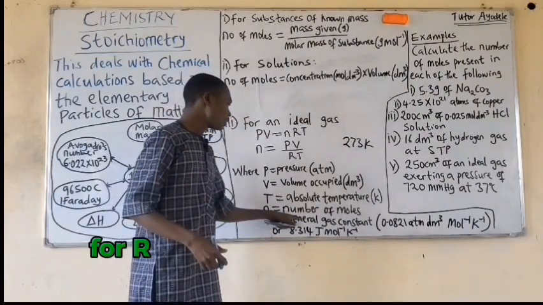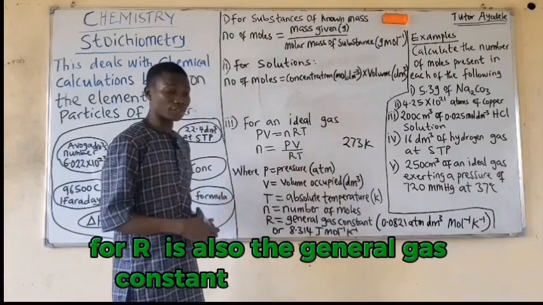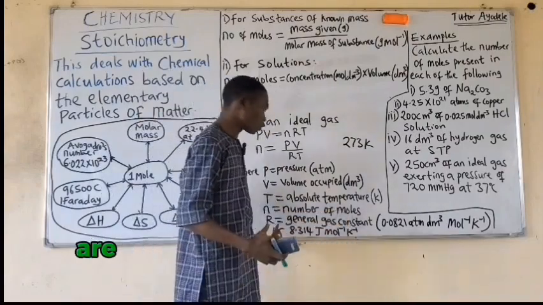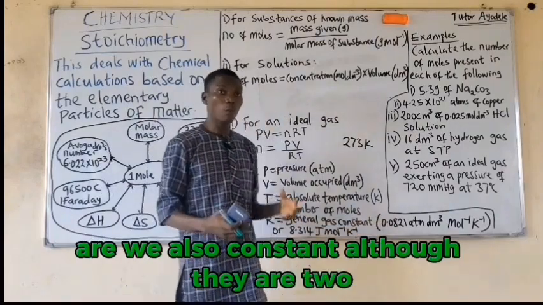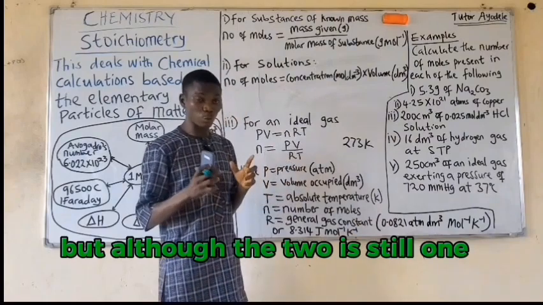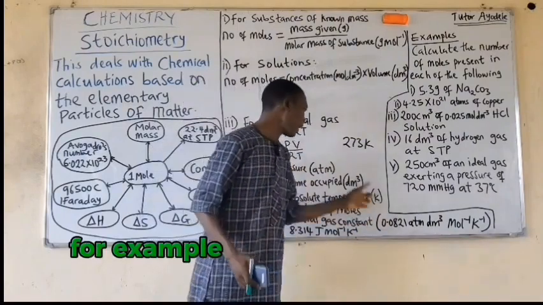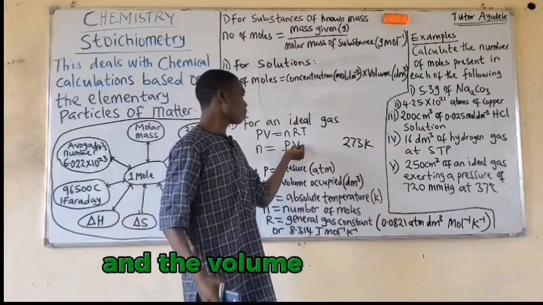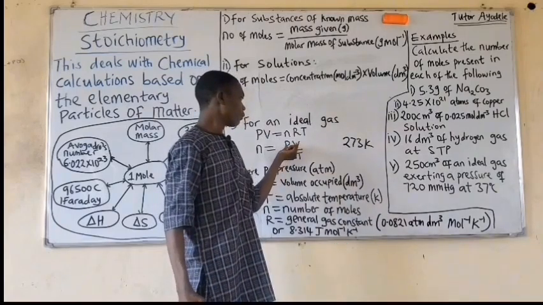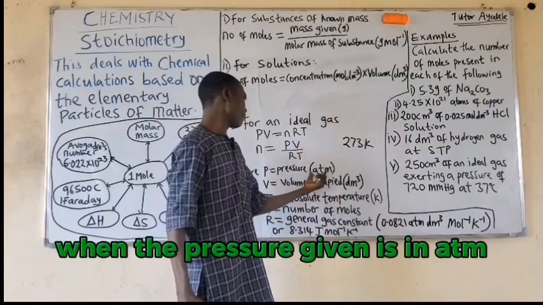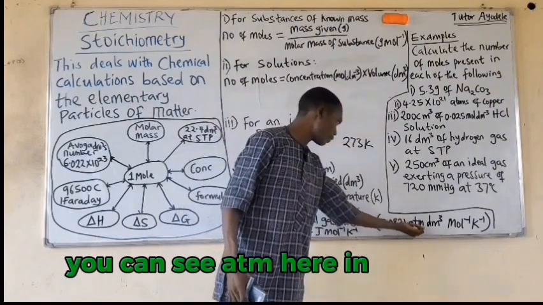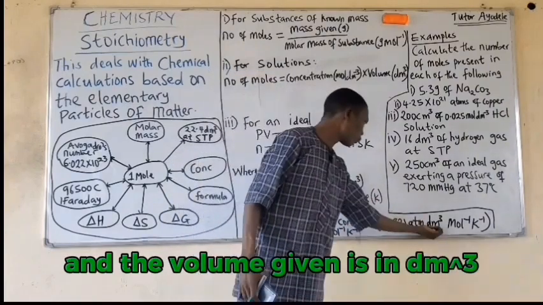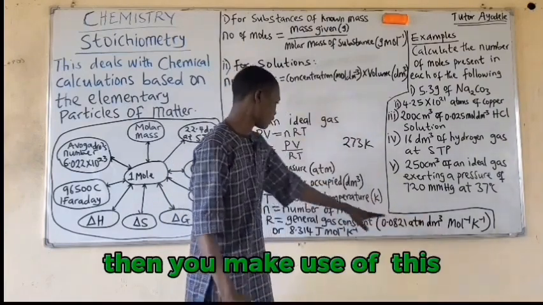Our R is the general gas constant. The number for R is also constant, although there are two values, and which one you use depends on the units. When the pressure given is in atm, and the volume given is in dm cube, then you make use of this one.